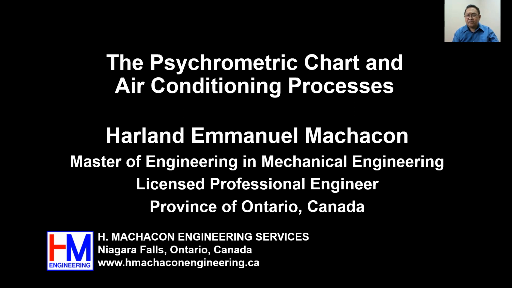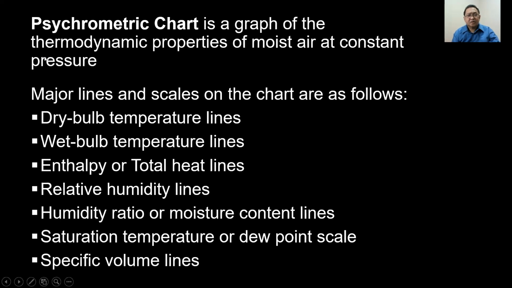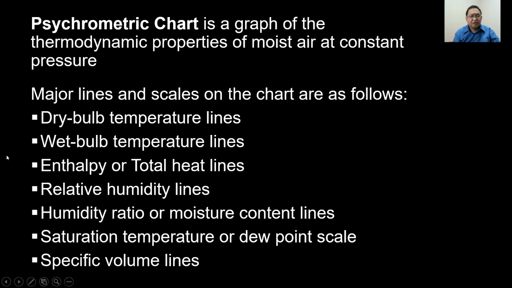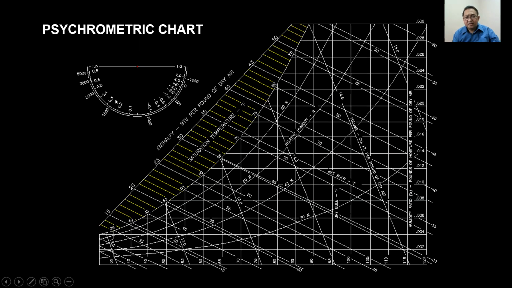Our topic for this video tutorial is the psychrometric chart and air conditioning processes. A psychrometric chart is a graph of the thermodynamic properties of moist air at constant pressure. Major lines and scales on the chart are as follows: dry bulb temperature lines, which are these lines here, the vertical lines. These are the dry bulb temperature lines, and we have the wet bulb temperature lines here.